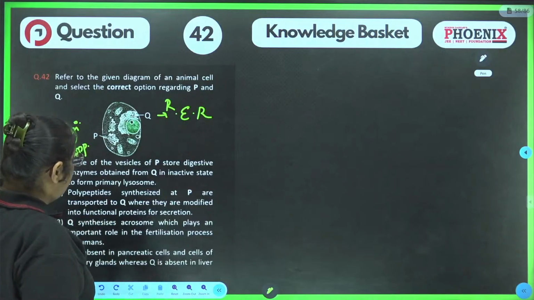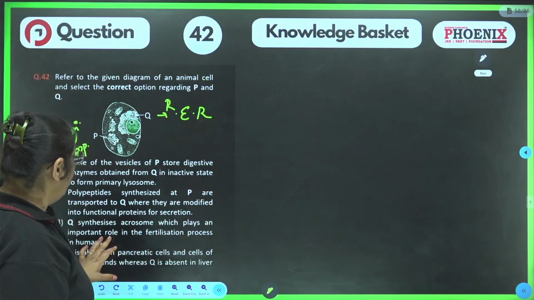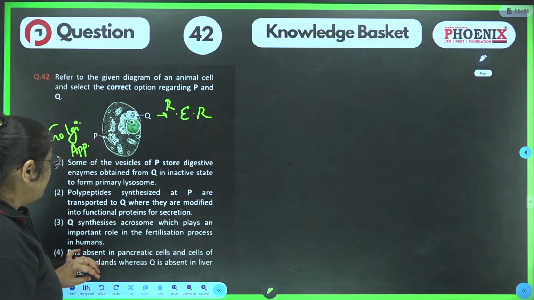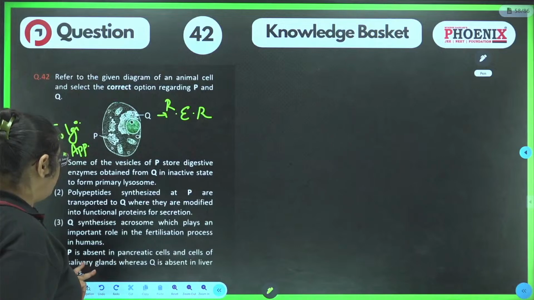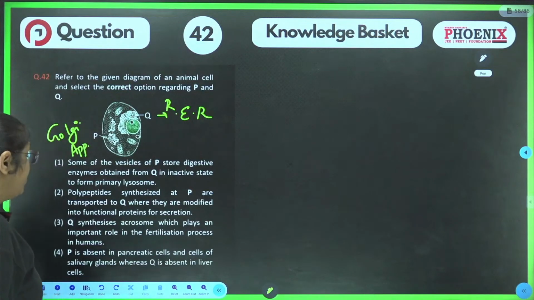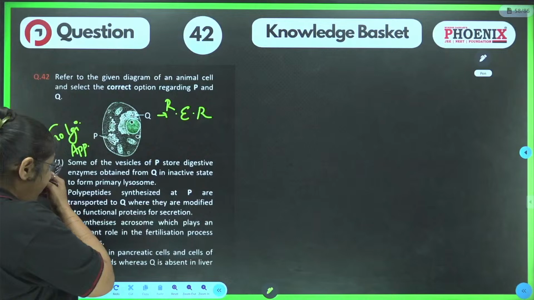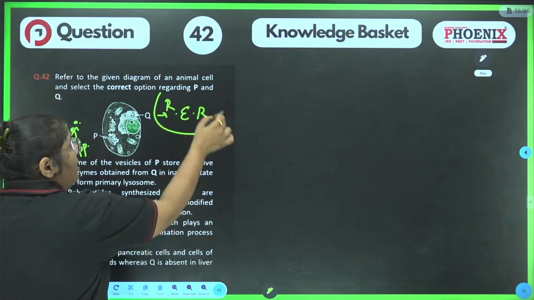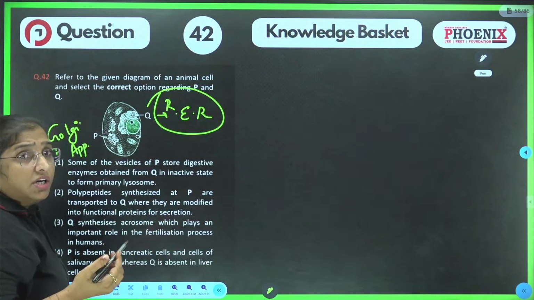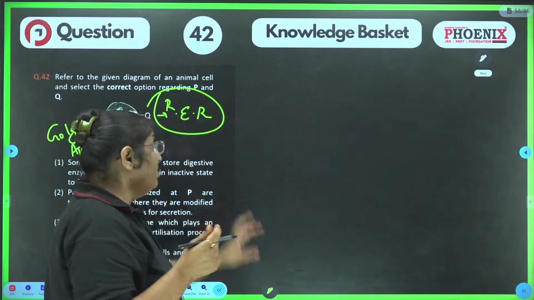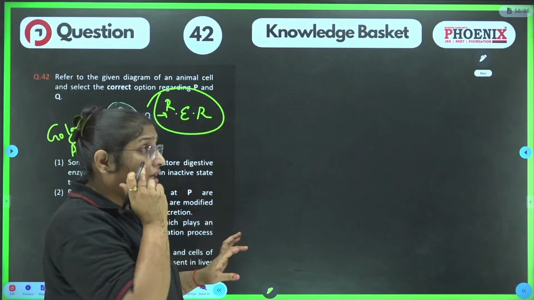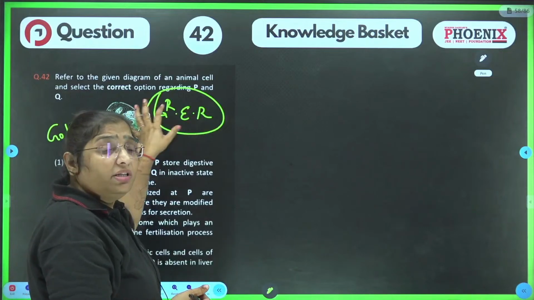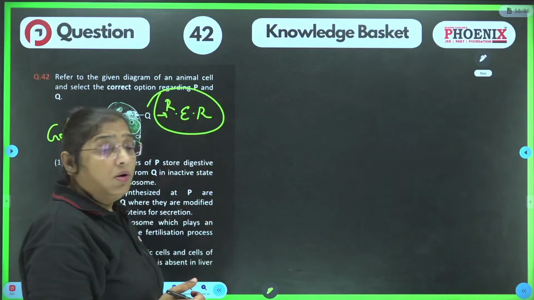Q synthesizes acrosomes, which play an important role in the fertilization process in humans, and P is absent in pancreatic cells and cells of salivary glands, where Q is absent in liver cells. So here the answer is P. What will be the work of Q? The work of Q will be protein synthesis. When it forms the protein, who does the modification? The Golgi apparatus will do the modification, meaning it is going to form a raw protein.